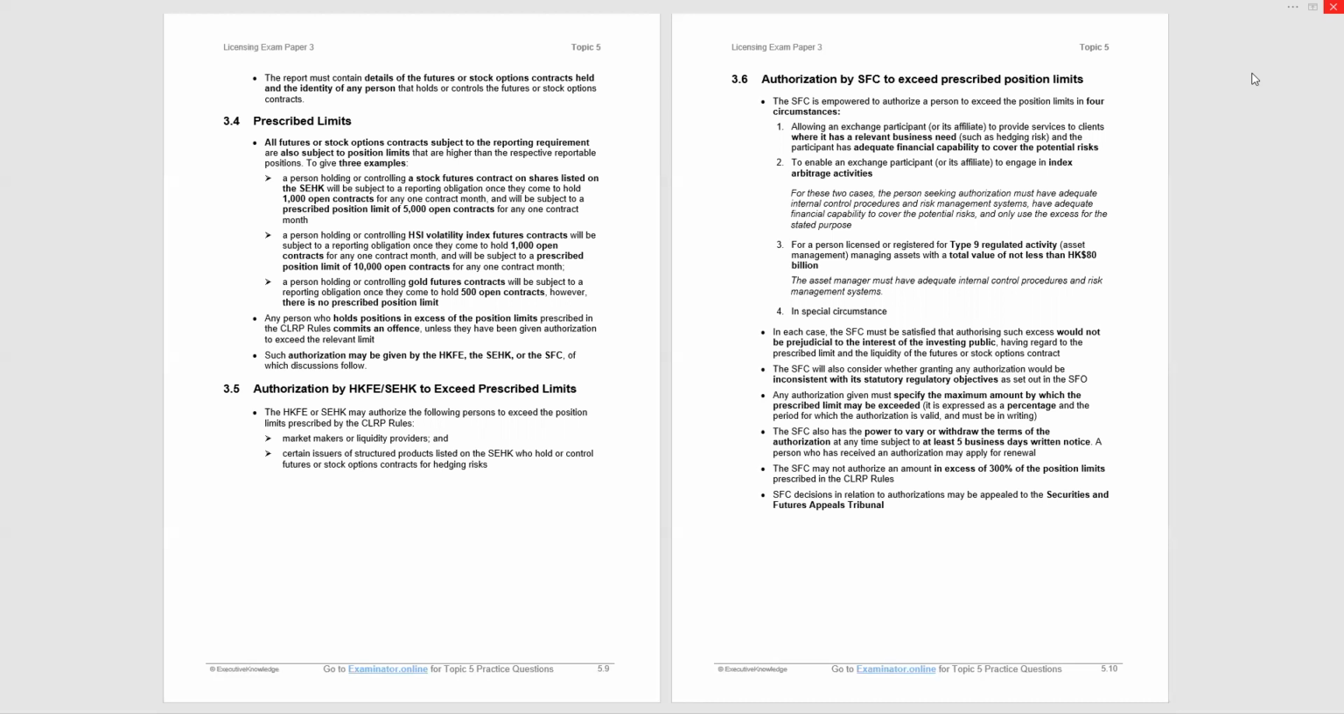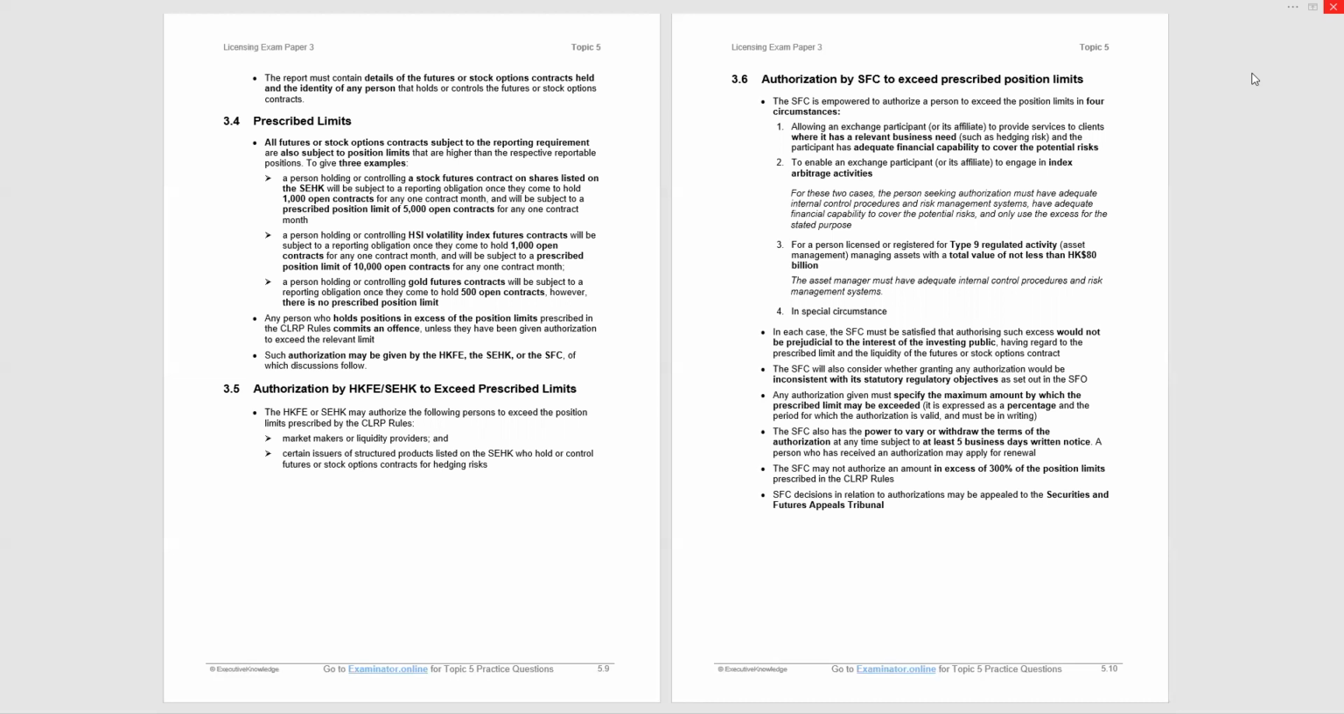Finishing off the points with regard to 3.6, in each case that was highlighted, the SFC must be satisfied that authorizing the excess would not be prejudicial to the interest of the investing public. It's the integrity of the market, that type of thing. The SFC will also consider whether granting any authorization would be inconsistent with the statutory regulatory objectives in the SFO. Any authorization given must specify the maximum amount by which the prescribed limit may be exceeded. So yes, you can exceed, but then they will give you the excess beyond which you cannot go.